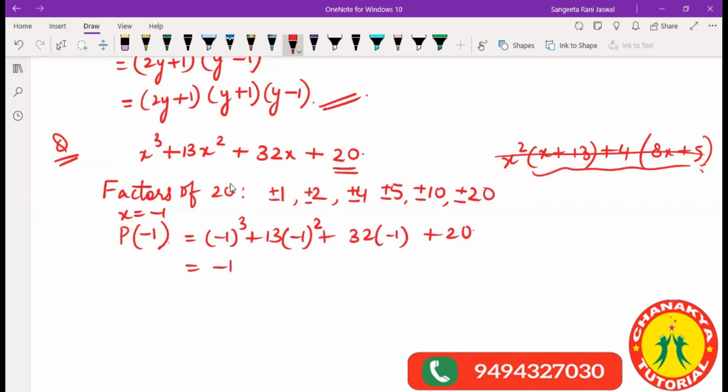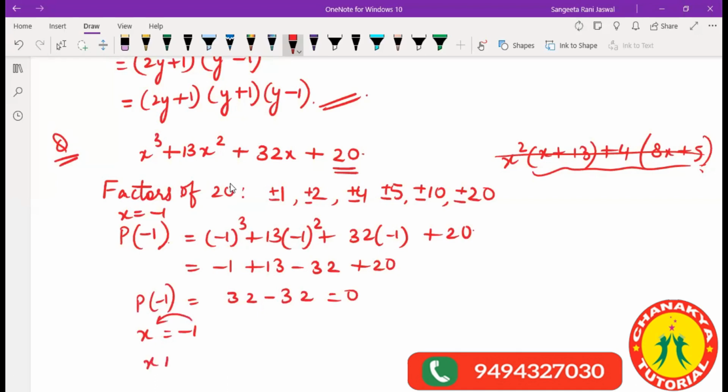Okay, beta, let me try -1. So here I have -1, this becomes positive, it's 13, this is -32, this is 20. So 20 plus 13 is 33, 33 minus 1 is 32, so 32 minus 32 is 0. So that means P of -1 is coming to be 0. That means x equals to -1 is a factor. When x equals to -1 and I take this to this side, I get x plus 1 equals to 0. I can write this equation like this.